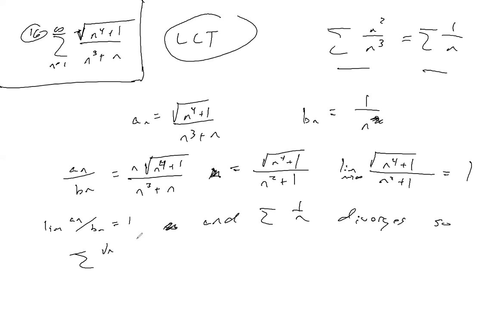So the sequence n to the fourth plus 1 over n cubed plus n diverges by limit comparison test. All right, onward.